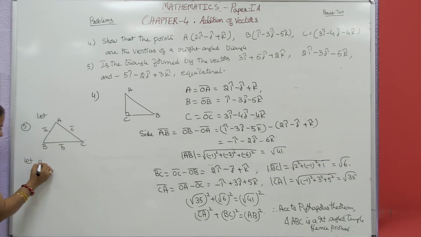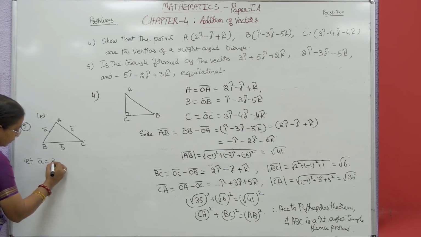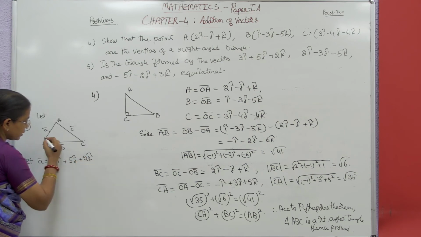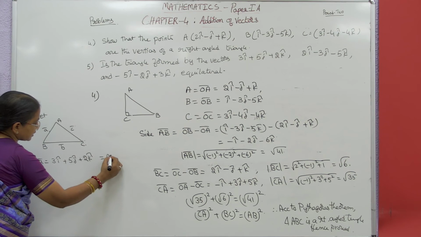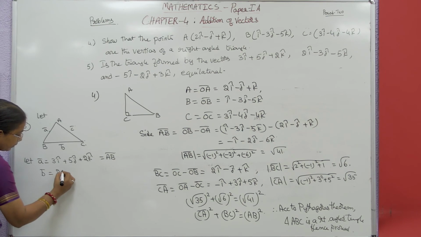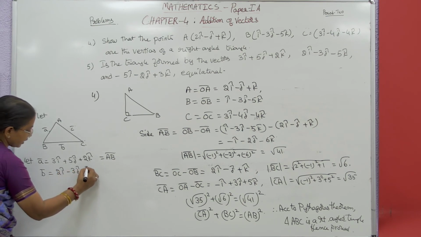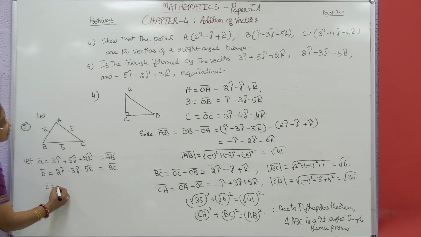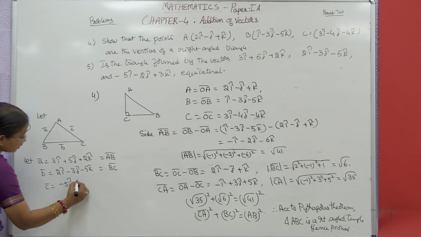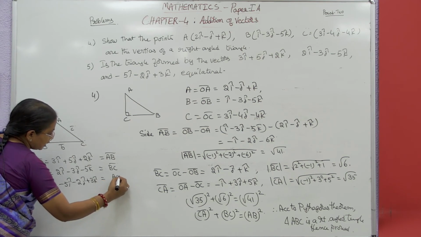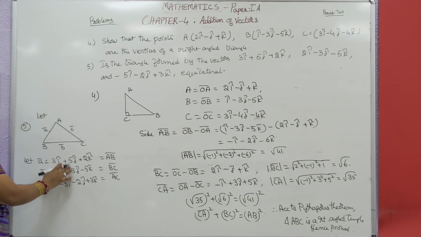So let A bar is equal to 3i plus 5j plus 2k. So this is the side AB. If you take the triangle as AB, it is the side AB. And then B is equal to 2i minus 3j minus 5k. So this is the side BC. And then C is minus 5i minus 2j plus 3k. So this is the side AC or CA. So these are the sides. Already he has given the sides. They are not the points.